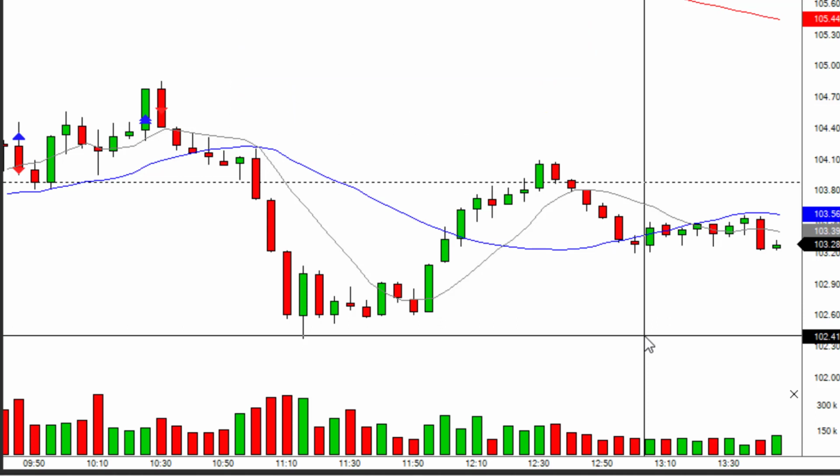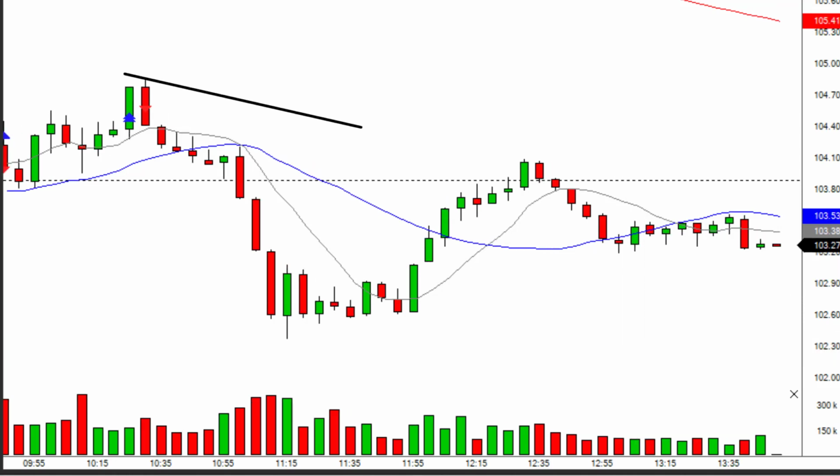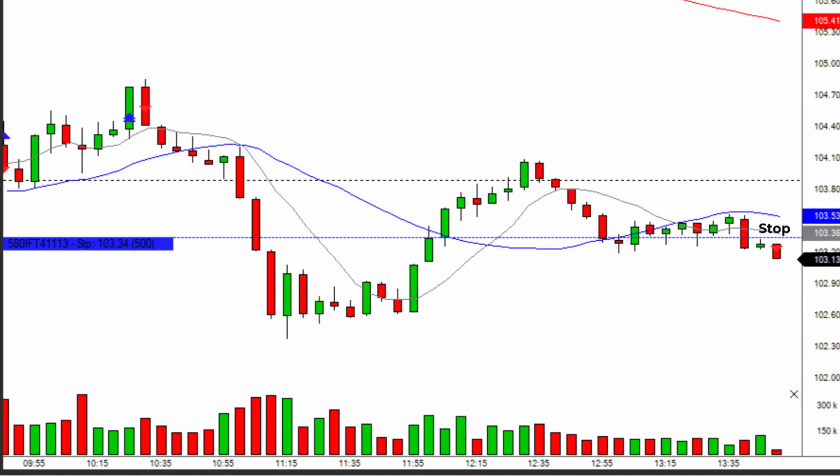And finally, let's see how this play turned out. For a better visual, I'm going to bring back our trend and our trigger entry line. All we simply have to do now is wait to see if price gets below our trigger entry line. And if it does, we jump into the trade here, and now that we're in the trade, we protect ourselves and place our stop right above.